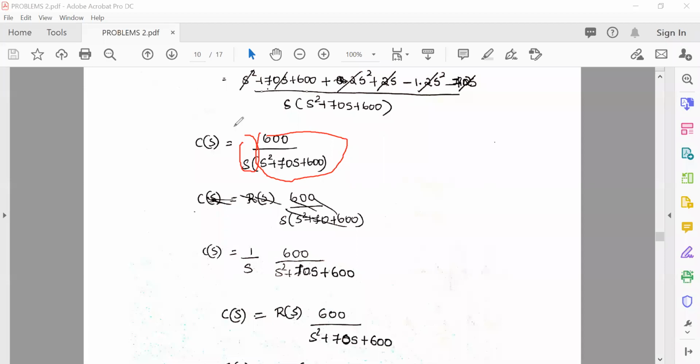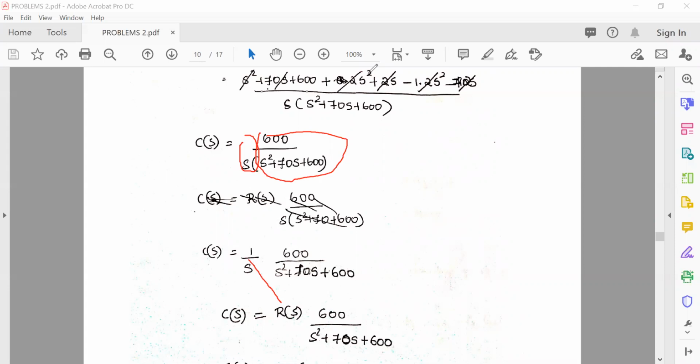So now when we split this, you can write it as 1 by s into 600 divided by s square plus 70s plus 600. This 1 by s is nothing but our unit step input, which is represented as R(s). Then the remaining term, what will be the transfer function?